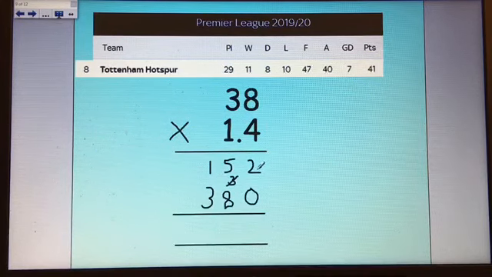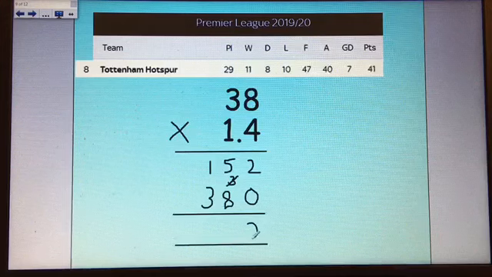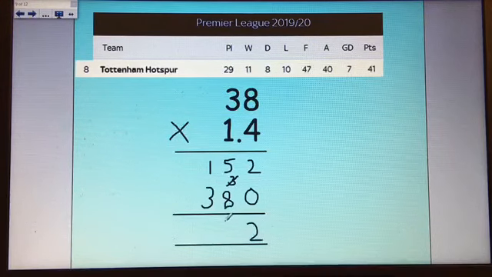Okay, now we're going to add these columns together. So 2 plus 0 makes 2. 5 plus 8 makes 13. Carry the 1. And 1 plus 3 plus 1 makes 5. So they'd end up with 532 points by the end of the season.